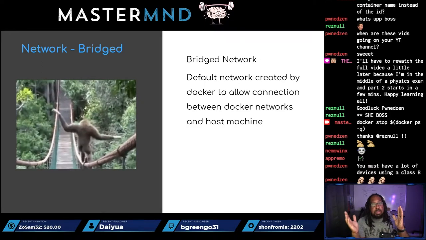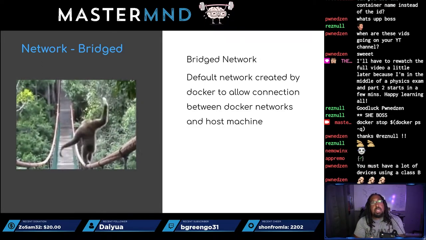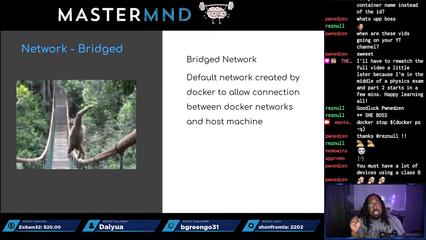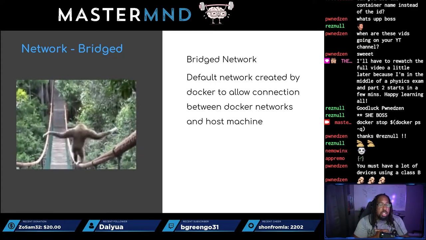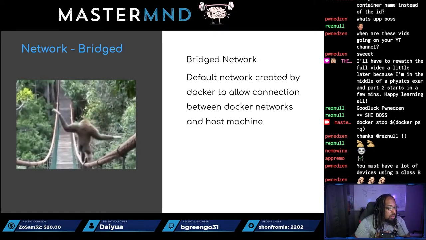And you know, you can create as many of these bridge networks as you want. Everything that's in that network can talk to each other, but things cannot talk across those bridge networks by default.